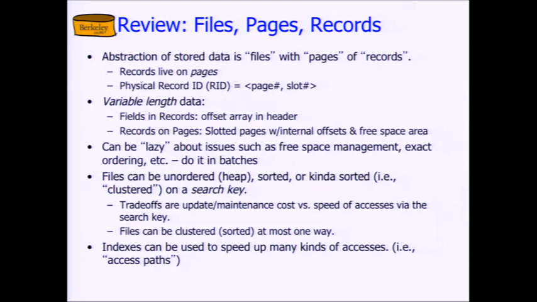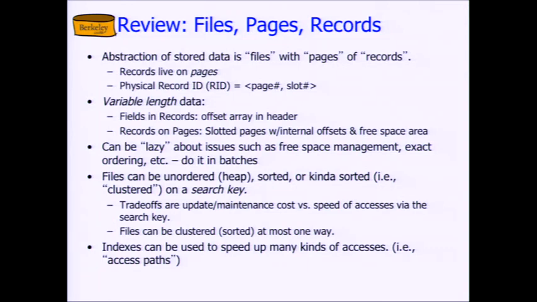A quick review from last time, okay? Files, pages, and records. I think we did a pretty good job reviewing this last time, but I still want to touch on it one more time because it'll ground our indexing discussion. The abstraction of stored data is going to be files, which are collections of records stored on pages. So there are files with pages or blocks of records. Records live on pages. The physical record ID, the way that you go find a record, is page number, comma, slot number. That is the address of a record, and we know physically how to get it. It's at that particular page and then at that particular slot on the page.